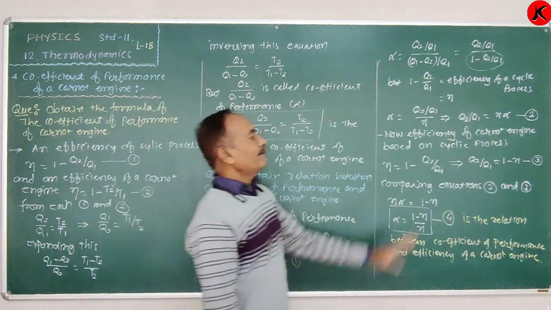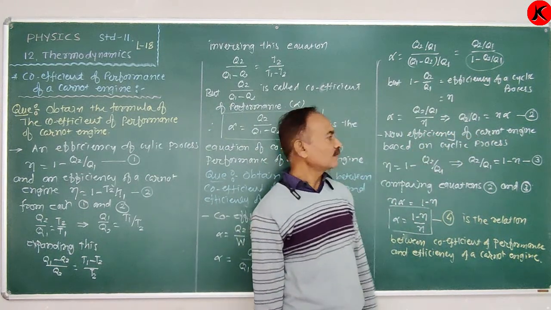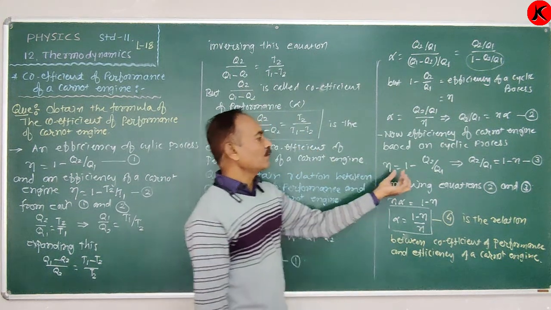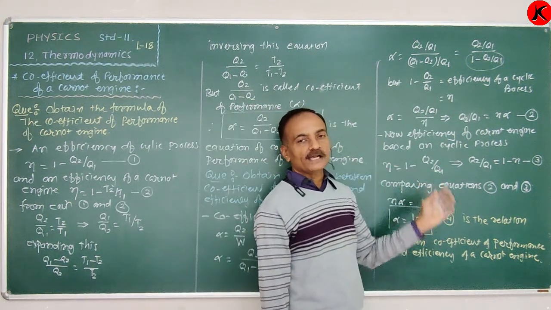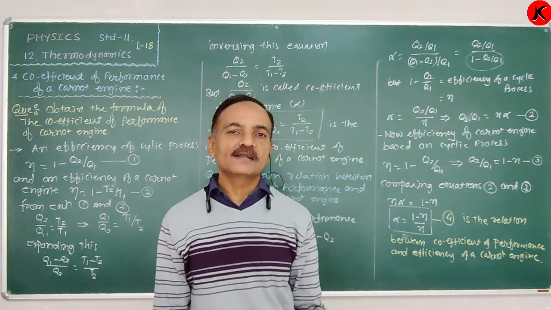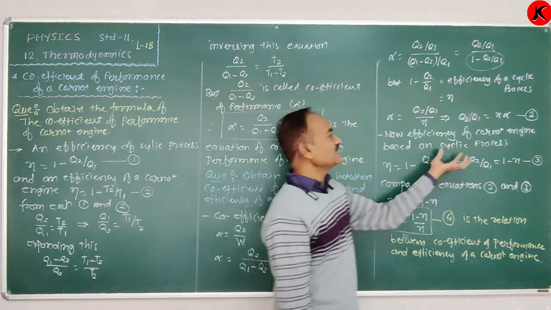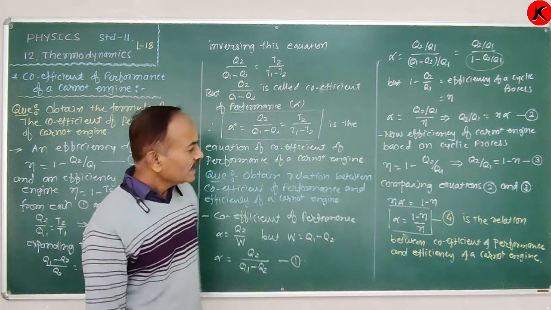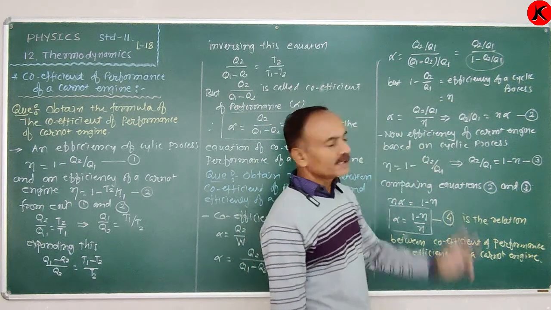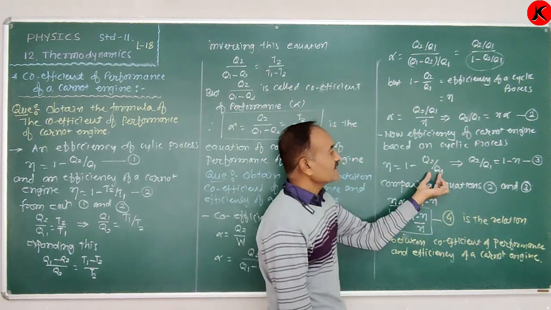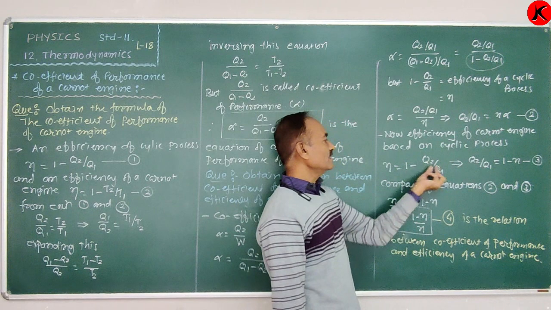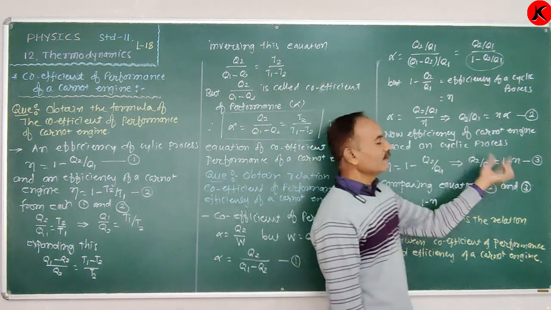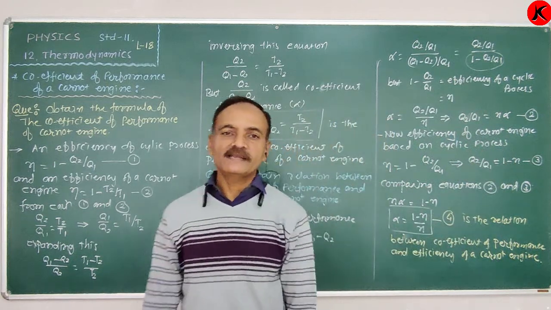Now, the efficiency of a Carnot engine on the basis of the cyclic process. Efficiency N is equal to 1 minus T2 upon T1, but we already know that T2 upon T1 is equal to Q2 upon Q1. Therefore, on the basis of the cyclic process, the efficiency of a Carnot engine N is equal to 1 minus Q2 upon Q1. Taking Q2 upon Q1 on this side and N on the other side, Q2 upon Q1 is equal to 1 minus N.